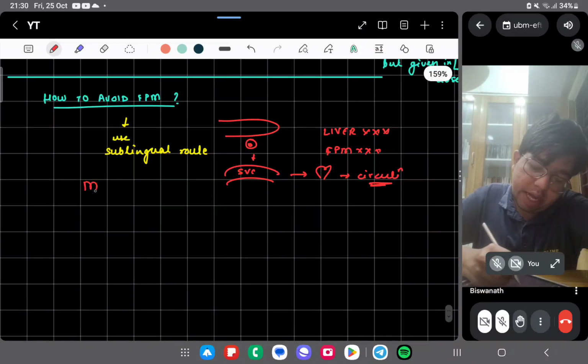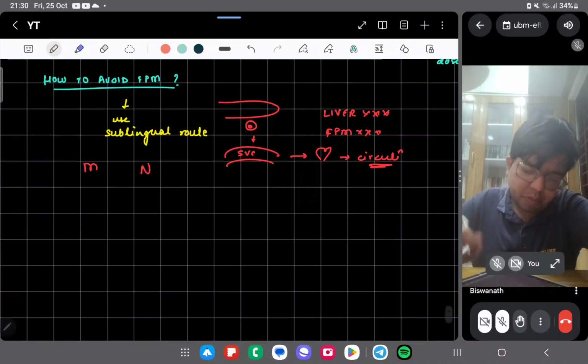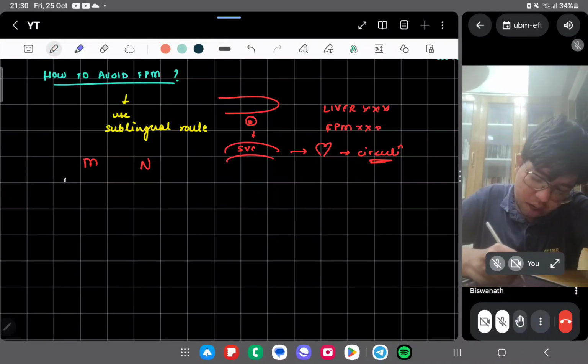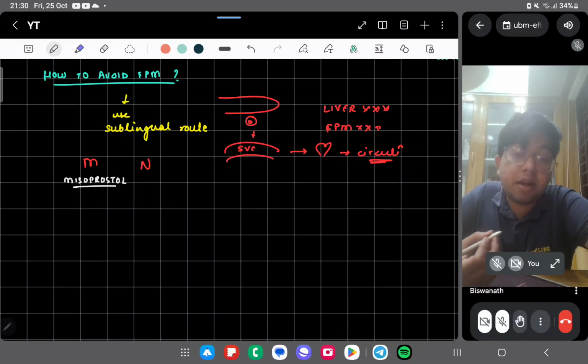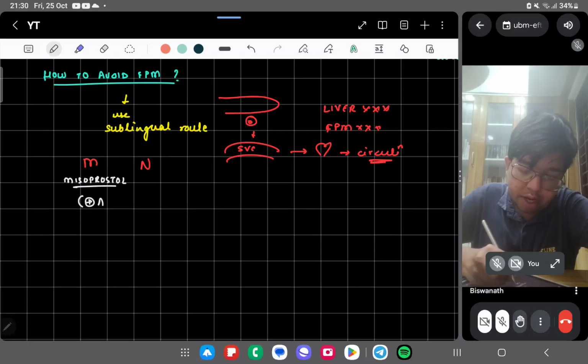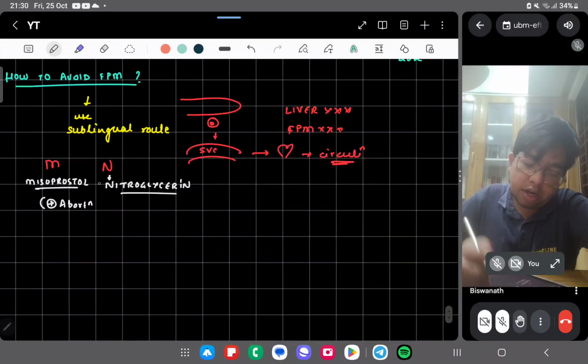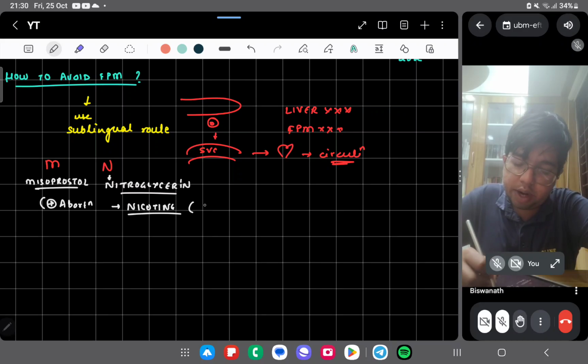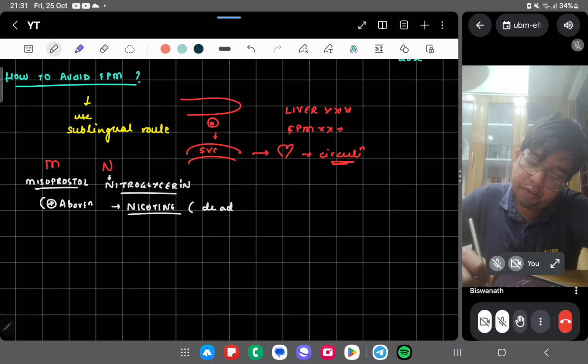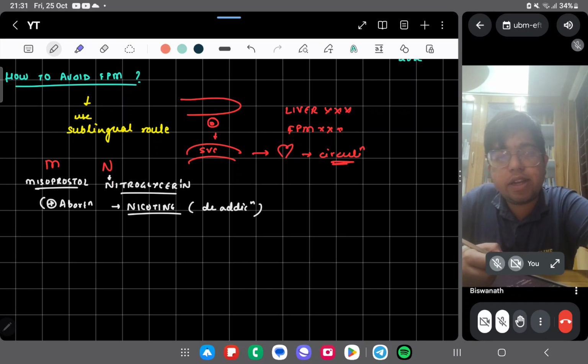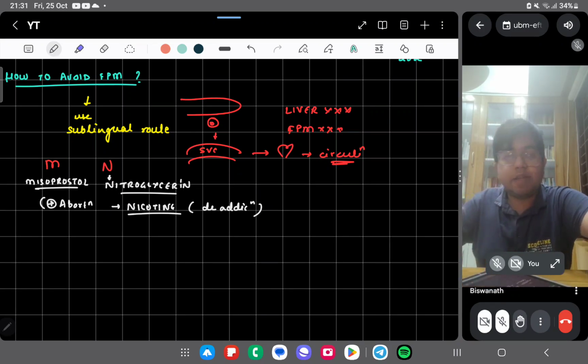You can remember MN. M is for misoprostol. Misoprostol is basically used for inducing abortion. And N stands for nitroglycerin, or you can use nicotine also. Nicotine is for de-addiction. Nitroglycerin is for angina and other CVS problems, right?